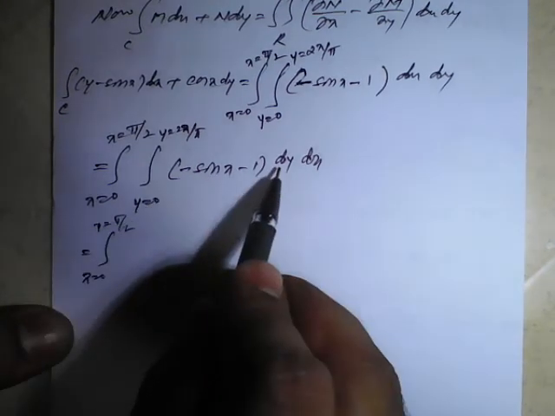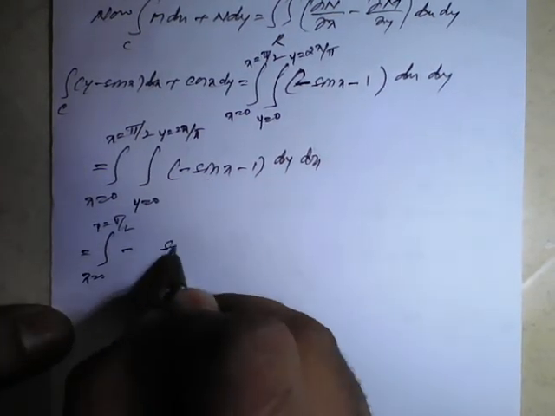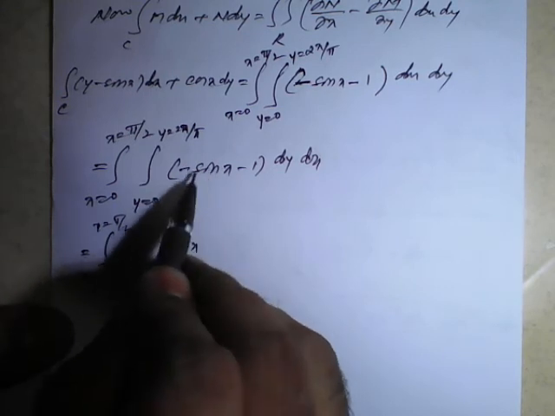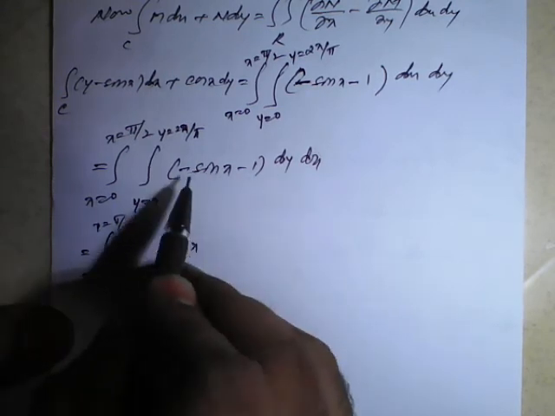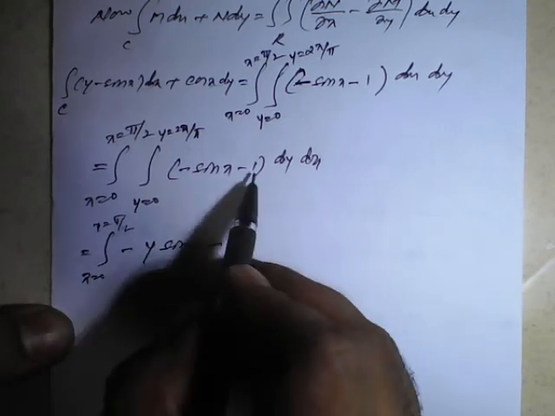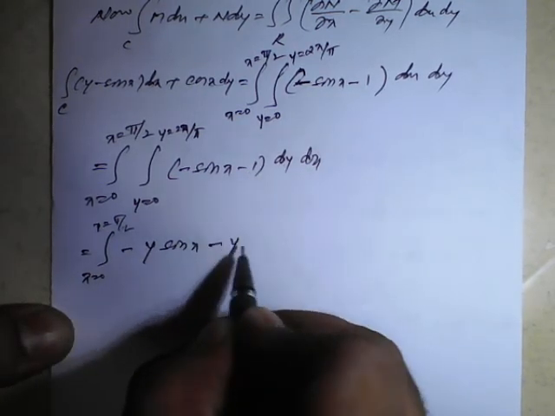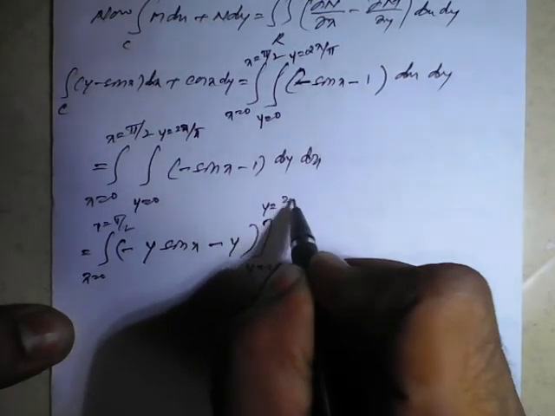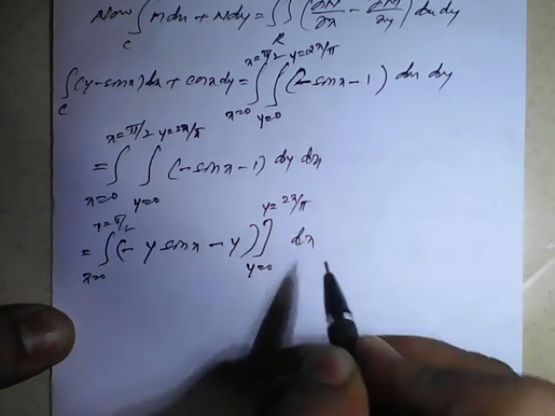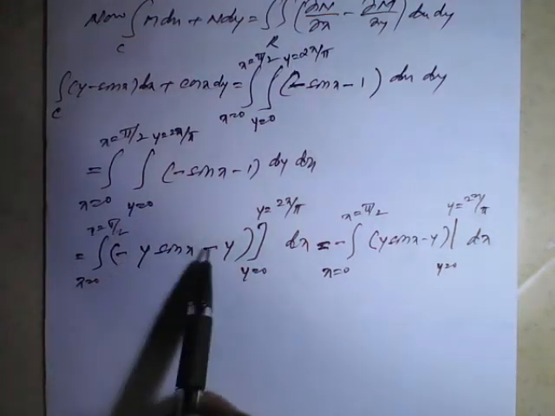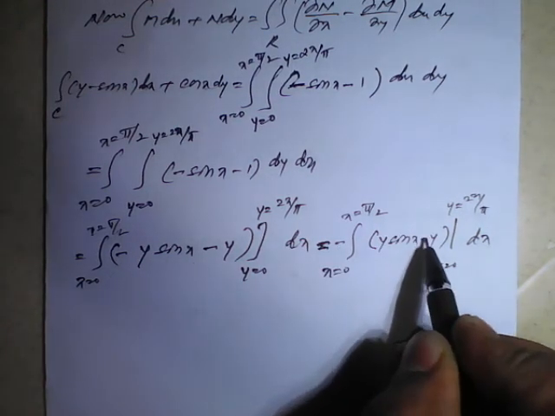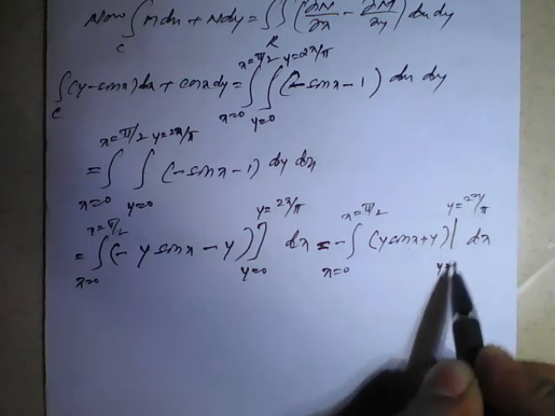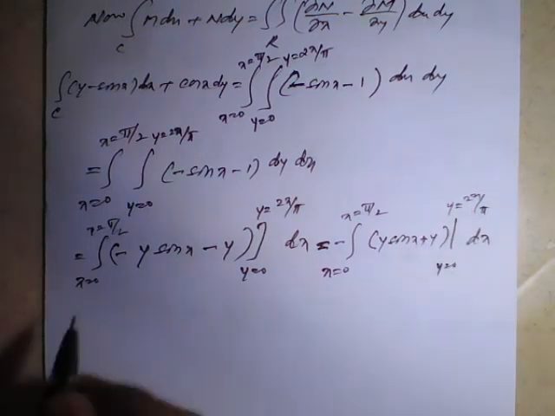Integration of minus sin x with respect to y will be minus sin x, as it is, because sin x is a constant with respect to y, so you multiply by y, minus integration of 1 with respect to y, which is again y. Limit from y equals 0 to y equals 2x upon pi, into dx. Now I have taken the minus sign common, so it will become y plus sin x plus y. Limit from y equals 0 to, now I will apply the value of y here.